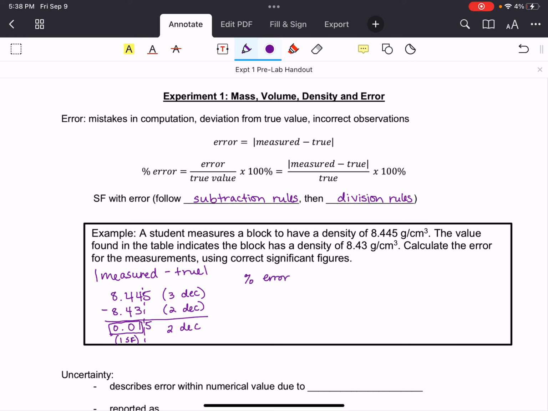That's where we take our absolute value of the measured minus true, so 0.015. We're not going to truncate this value. We're just going to note that it only has 1 significant figure, and we'll divide by the accepted value of 8.43, and then we'll multiply by 100%. Because this number, after we did our subtraction, only had 1 significant figure, we'll report our value with just 1 significant figure, so we get 0.2%. And that's how you use significant figures with error calculations.